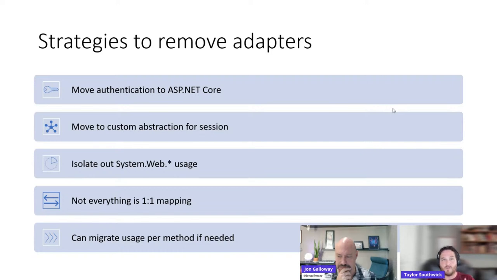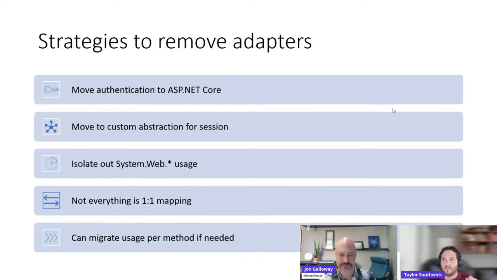Some things you can do yourself in order to move off the adapters is use your own abstraction for sessions. We provide the ability to have a strongly typed session, but come up with your own abstraction for that so you own it and can manage how it works. Isolate your System.Web usage and see what you can do to move stuff into POCOs and get it away from System.Web types. And this goes for ASP.NET Core types as well. We don't recommend using the ASP.NET Core HttpContext in low-level libraries either. You should adapt that into your own types at some level.